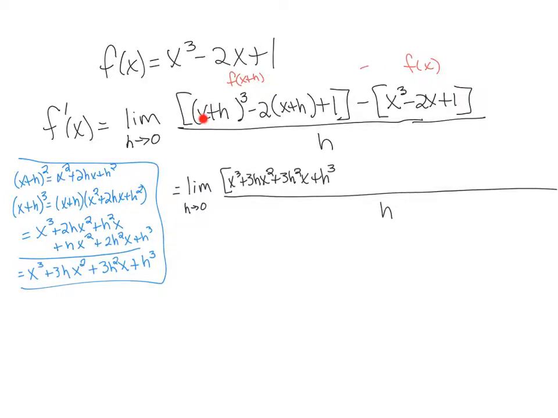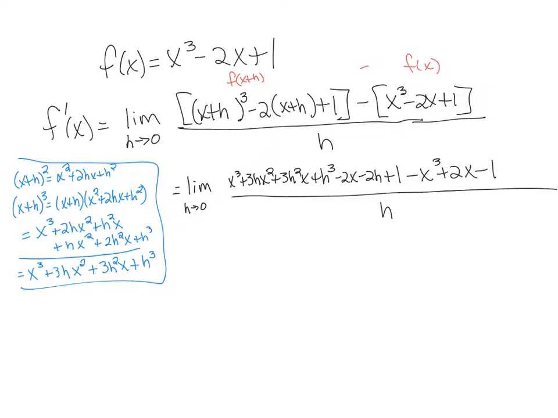Next, I'm going to distribute the minus 2 through here. I'm going to get minus 2x minus 2h. I have a plus 1. And now I'm going to distribute this minus through the parentheses. And I'm going to get minus x cubed, positive 2x, negative 1. And now the same thing happens every time.